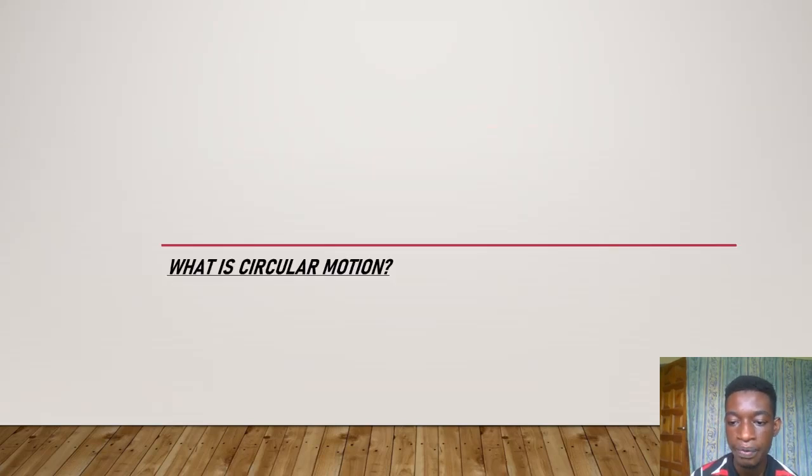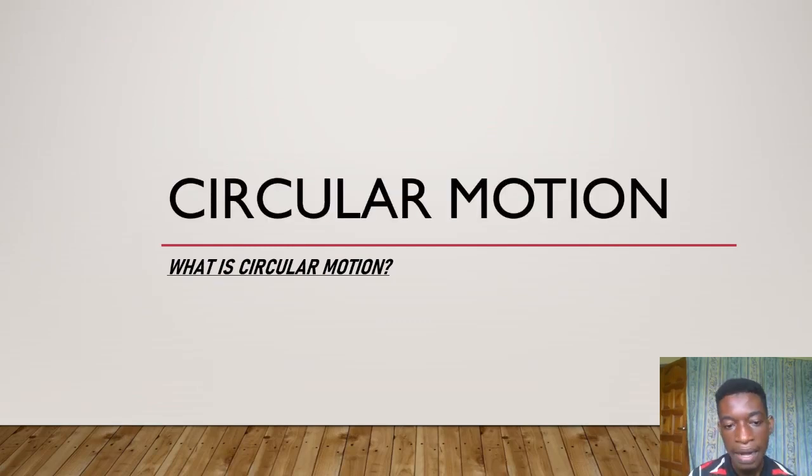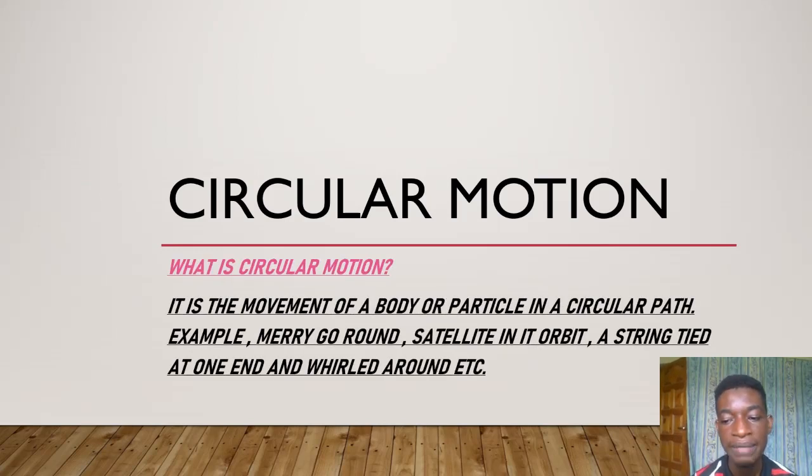Okay. So today we are going to talk about circular motion. So now, what is circular motion? When we say circular motion, it's the movement of a body or a particle in a circular path. Simple and concise: it's when an object moves in a circular path. So whenever an object moves in a circular path, that means it is undergoing circular motion.